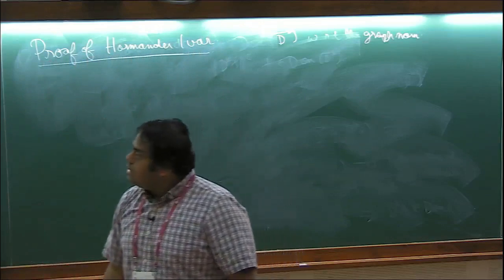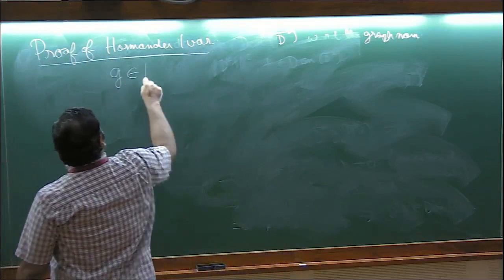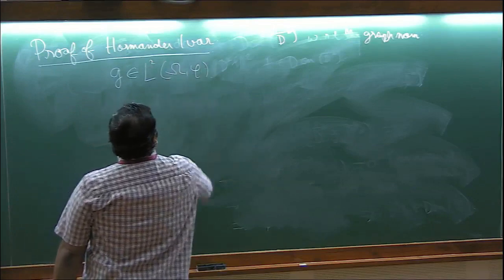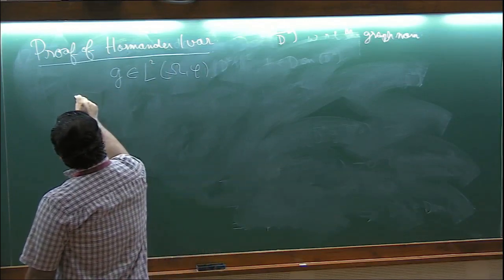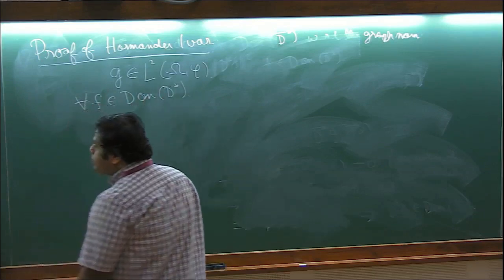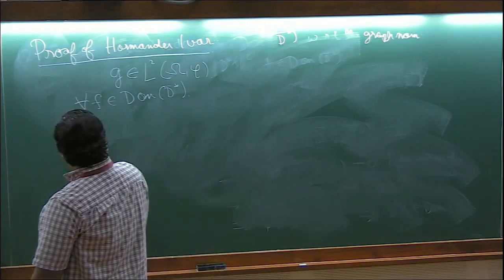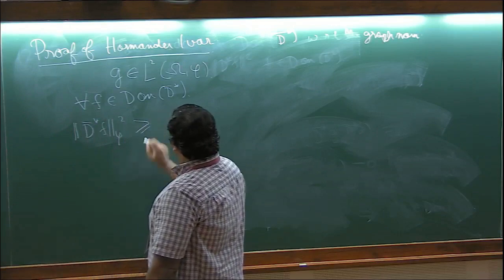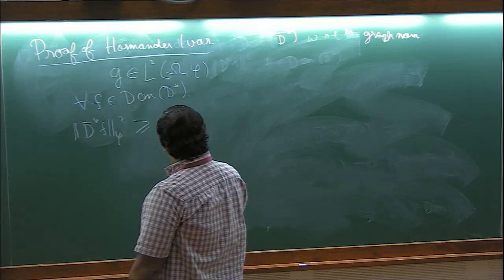So let us look at the right-hand side G. Recall that G belongs to L2 of omega phi, right? So therefore, I can do the following. For all F in the domain of D bar star, I have that the norm of d bar star f in phi squared is greater than or equal to c. Okay, so I have to somehow include this g, so what I'm going to do is put it in the denominator.